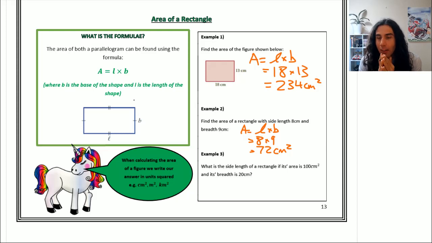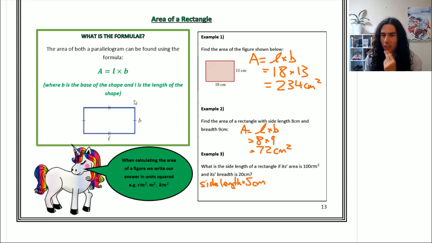Now this one, finding a missing one. They said we need a side length. Area is 100, breadth is 20. So you could say, well, 20 times what gives us 100? And the answer is 5. So you could just say, side length equals 5 centimeters. But if you want to do it like a full working out way, I'll just show it to you.